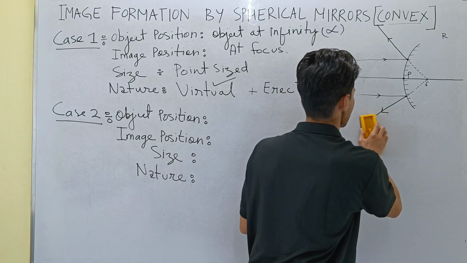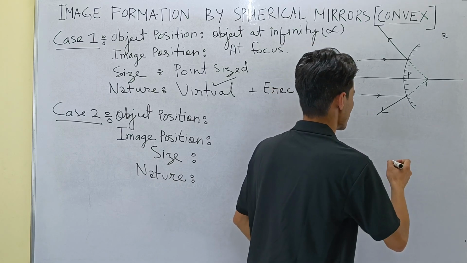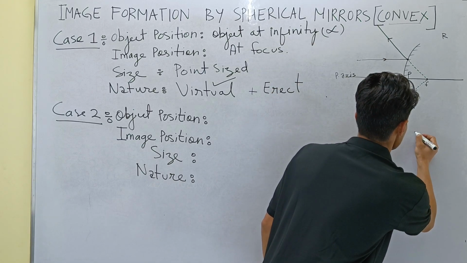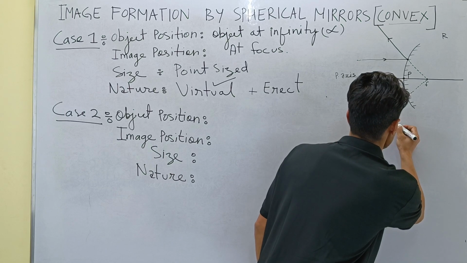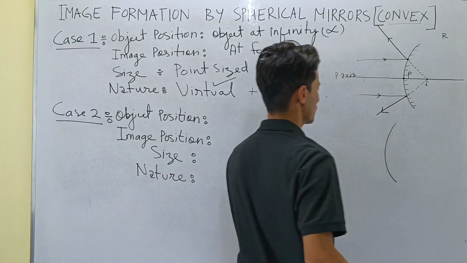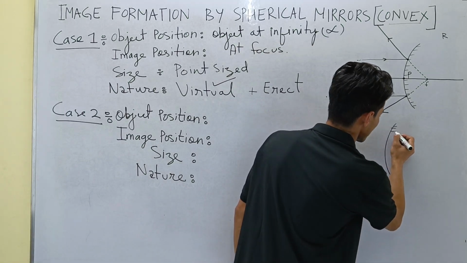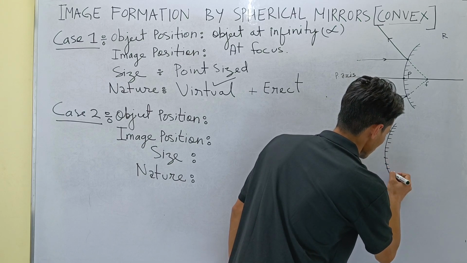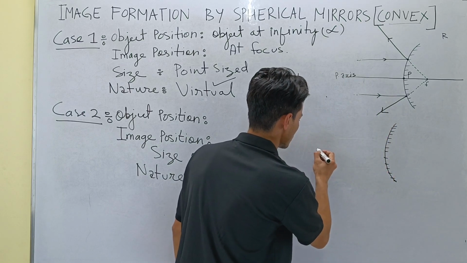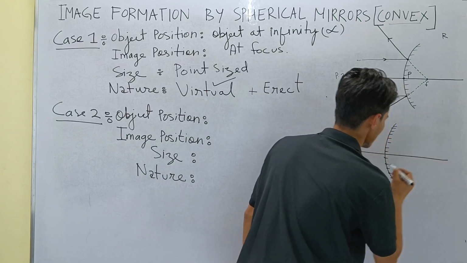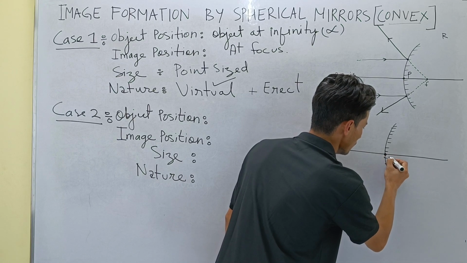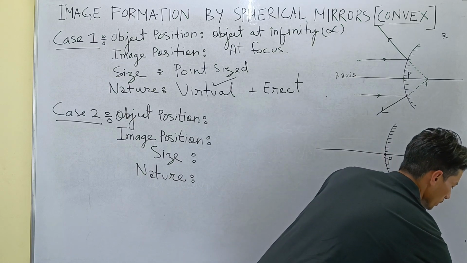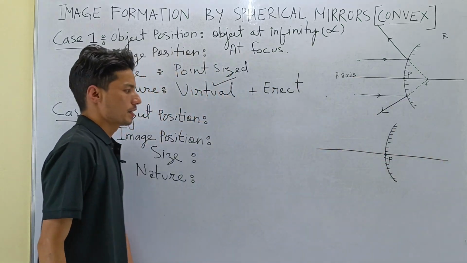Let me erase this. I hope you are taking down notes, students. So let us draw the mirror a little this side. Now this is the convex mirror. Back side is shown here. Draw the principal axis like this. This is the pole.